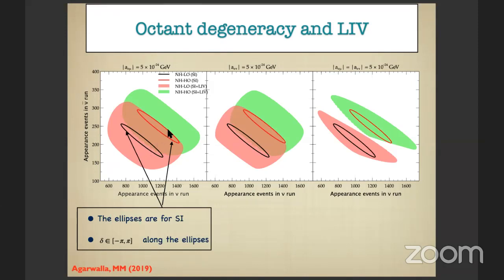Okay. The difference between the black and the red ellipse is that, as you can see from the label, the black ellipse is due to LO, or lower octant, and the red ellipse is due to HO, or higher octant. We see that for the two different octants, these two ellipses do not overlap with each other. That means there is some gap, and this gap gives rise to the capability of the experiment to discriminate between the higher octant and the lower octant of theta 2 3. These ellipses are identical in all the three panels. Now we'll see what those blobs are.